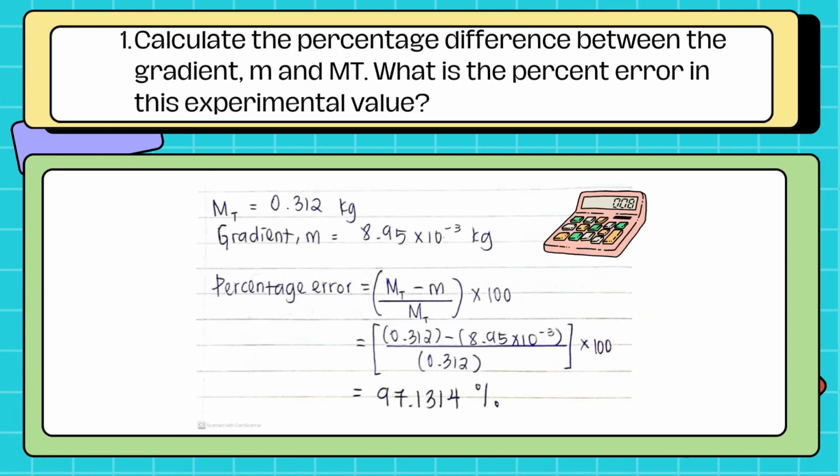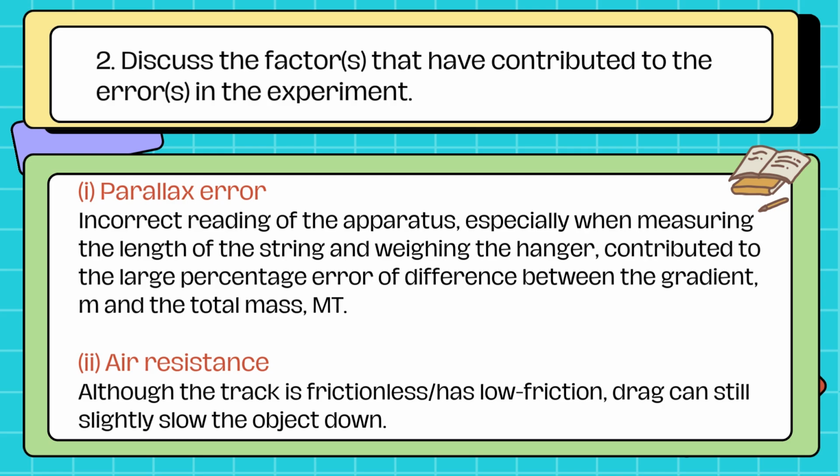The percentage difference between gradient m and mt in this experiment is 97.1314%. The factors that have contributed to the errors in this experiment are parallax error and air resistance.